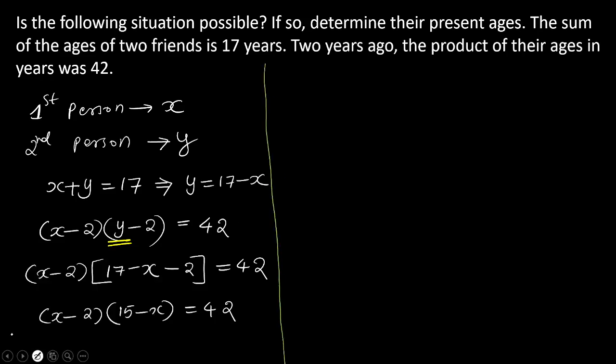Now I am going to write the next part. Like the previous question, I am going to open the bracket. Opening the bracket means x into 15, 15x. Then x into minus x, minus x square. Then minus 2 into 15, minus 30. And minus 2 into minus x will be plus 2x. Right side is 42.